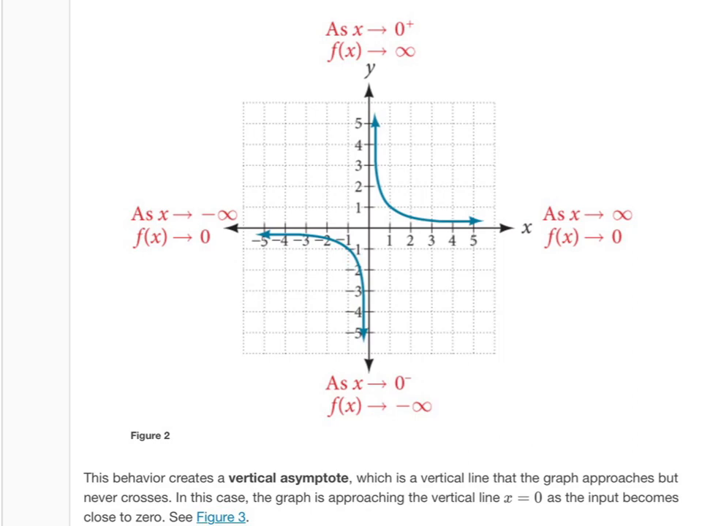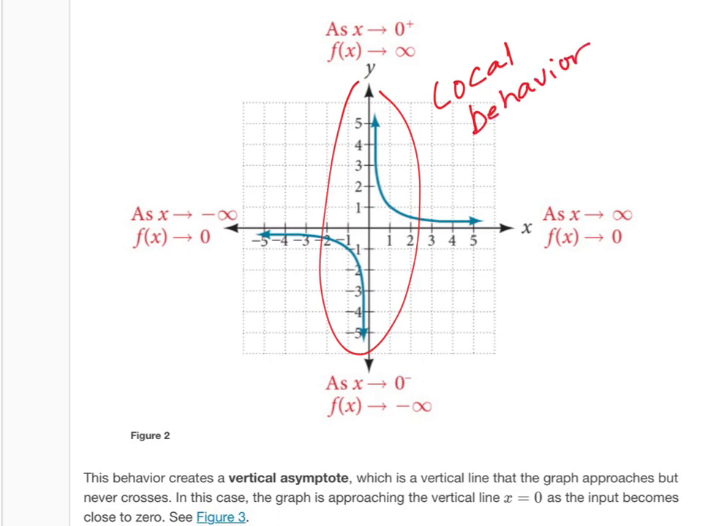As x approaches 0 from the left, f of x goes to negative infinity. That's here. Are you cool with that? This is called local behavior. It's what happens on the insides of the function, in the middle.